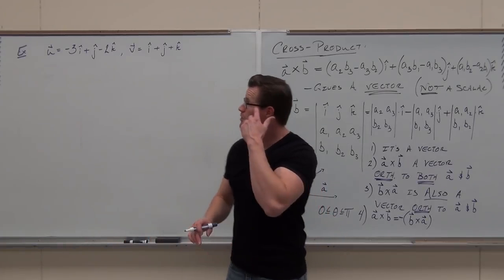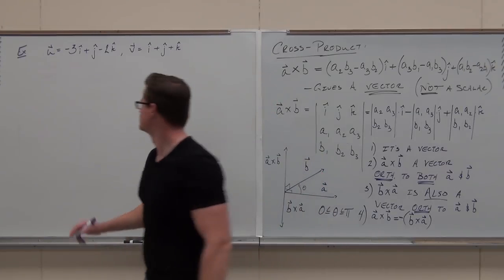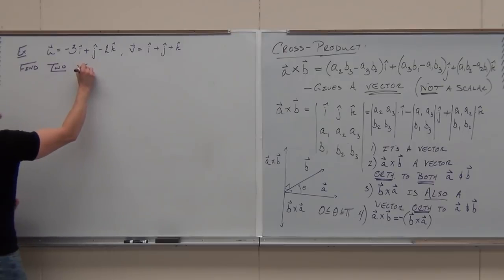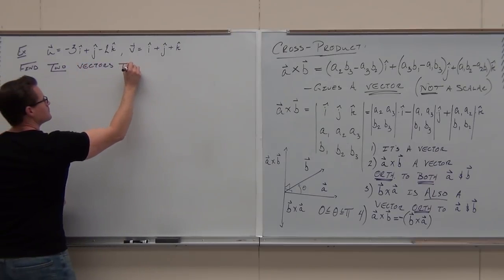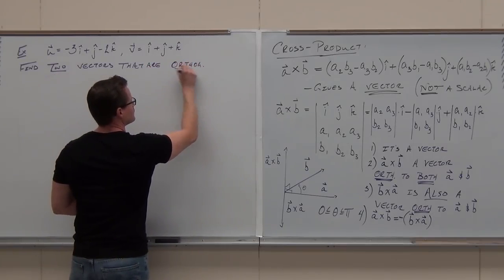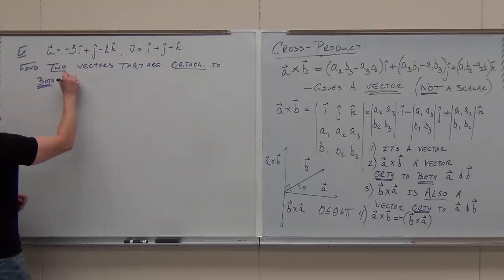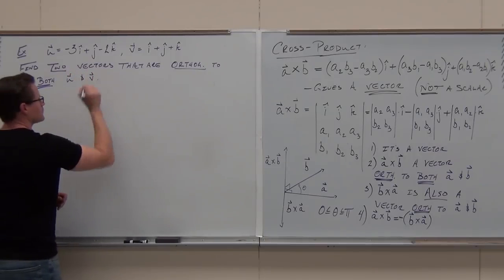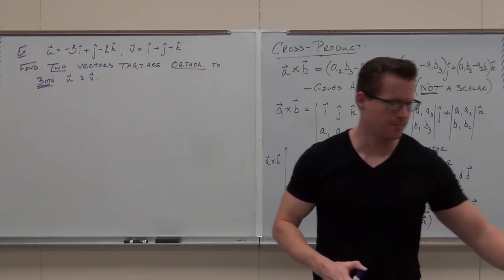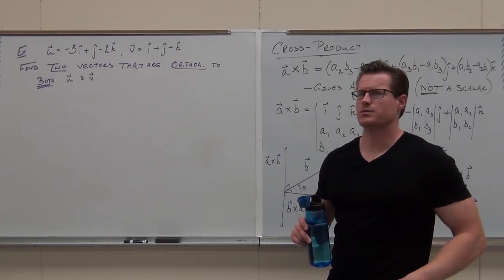Here's the test question. I want you to find two vectors that are orthogonal to both u and v. Write it down, then look up here so I know you all have written it down. So we got u, we got v, make sure you're writing down correctly. We want to find two vectors that are orthogonal to both of them.